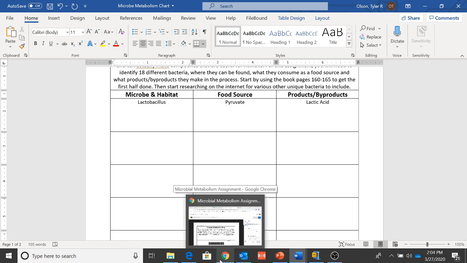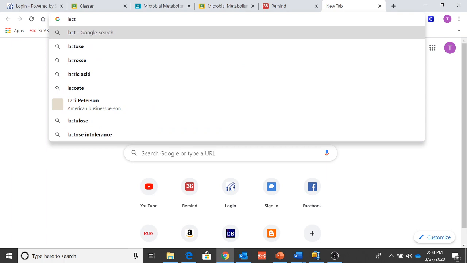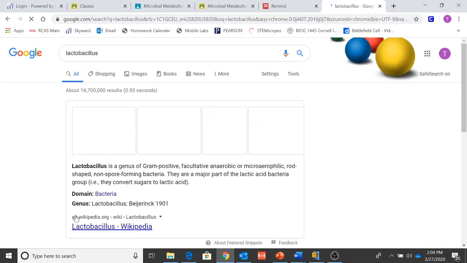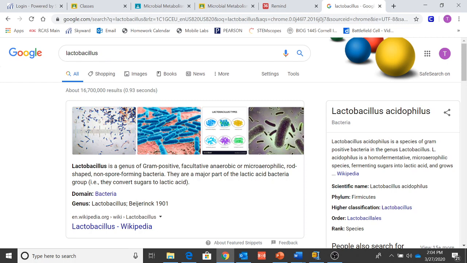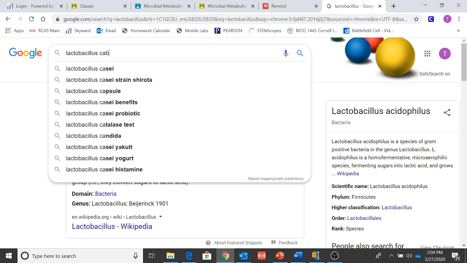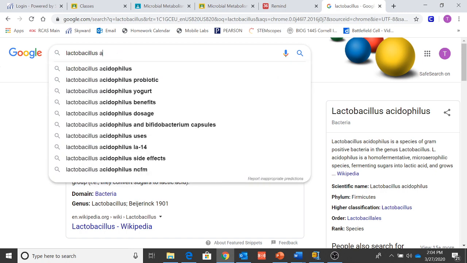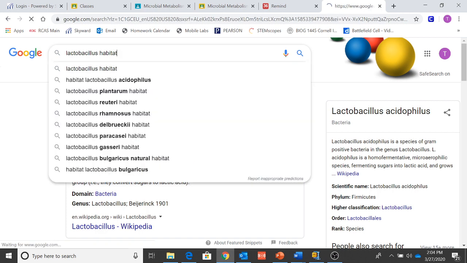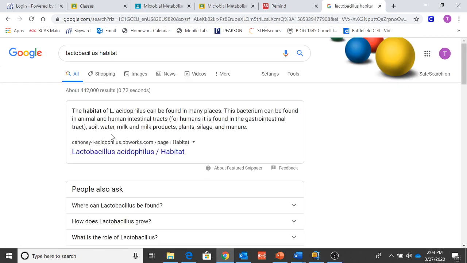Your book doesn't tell you necessarily where you could find Lactobacillus, but if you went and looked online, it says it's a genus of gram-positive bacteria. It gives you some more information. Maybe we could get more specific and say habitat. For a lot of these, you're going to find that they're just about anywhere. This guy is a common probiotic. You see Lactobacillus acidophilus very commonly used in probiotics.